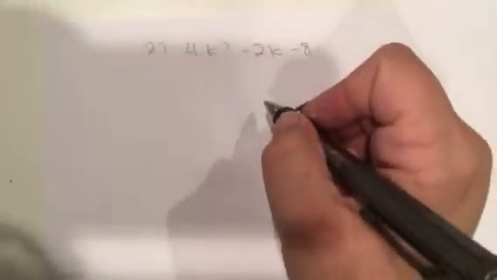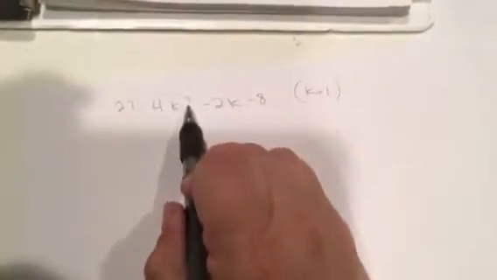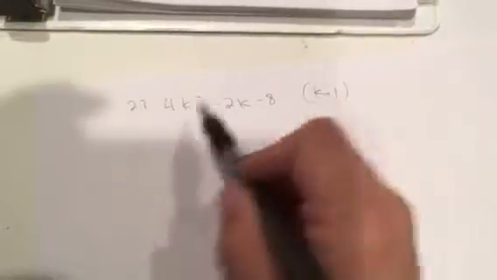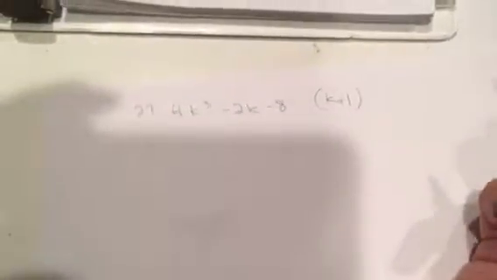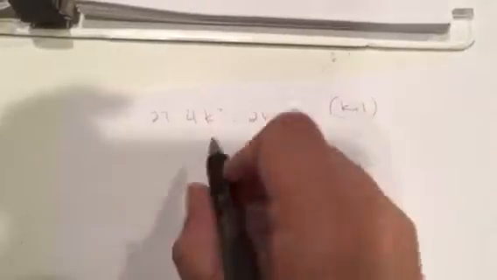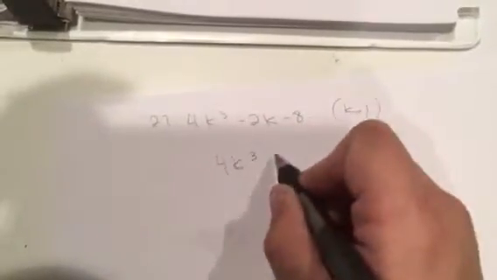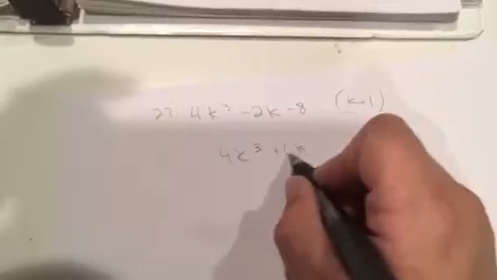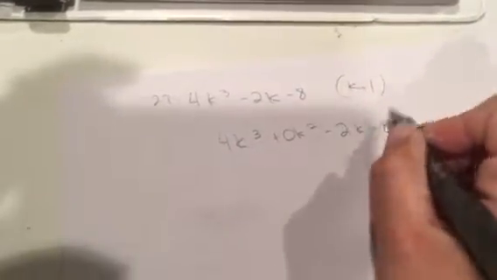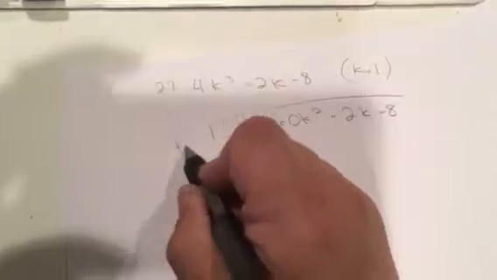Okay, so it is 4k to the third minus 2k minus 8. We're going to divide it by k plus 1. Okay, first thing you have to do is check and make sure that you go from highest degree and you don't skip any places. So, are there any places missing? Yes, I'm missing a k squared. So I have 4k to the third plus 0k squared minus 2k minus 8. And I'm going to divide that by k plus 1.